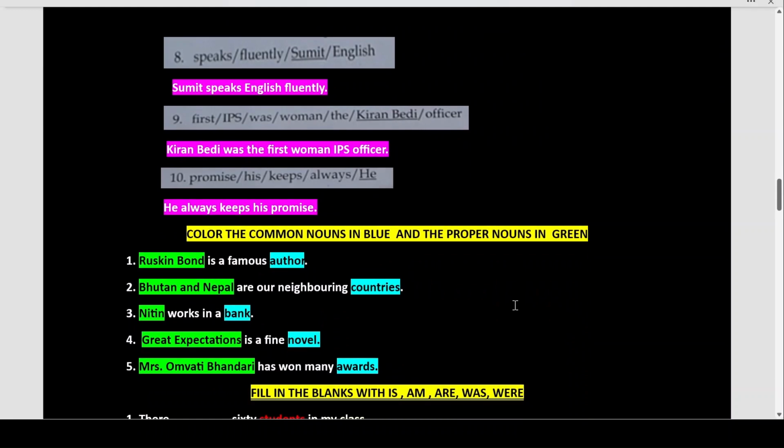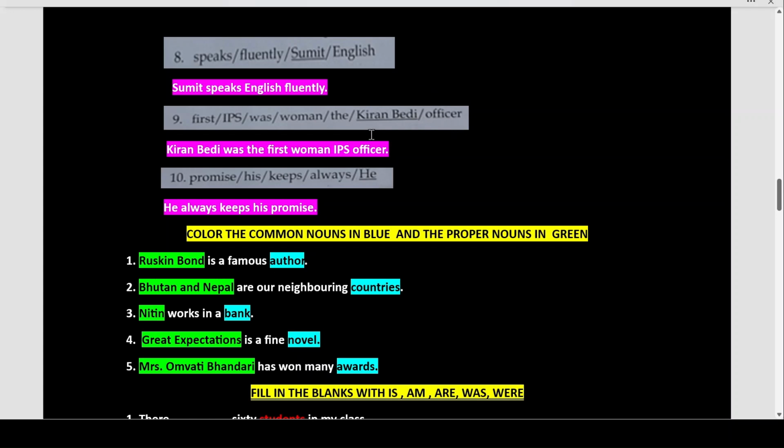Next, number 8. Sumit speaks English fluently. Whom are we talking about? What is our subject? Sumit. Followed by, what is your format? Subject, followed by verb, followed by object. So, Sumit speaks, but before that comes your object. So Sumit speaks English fluently. Sumit is your subject, speaks is your verb, English is your object, and fluently is your adverb, which is modifying the verb speaks.